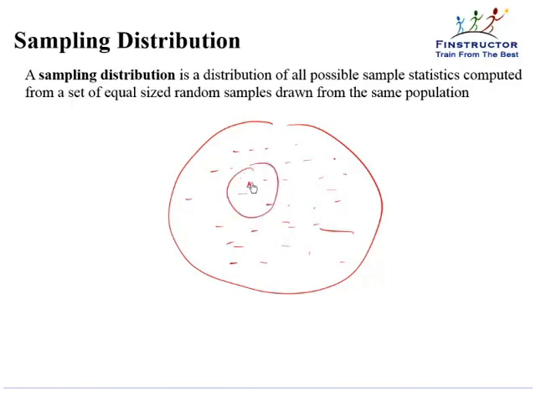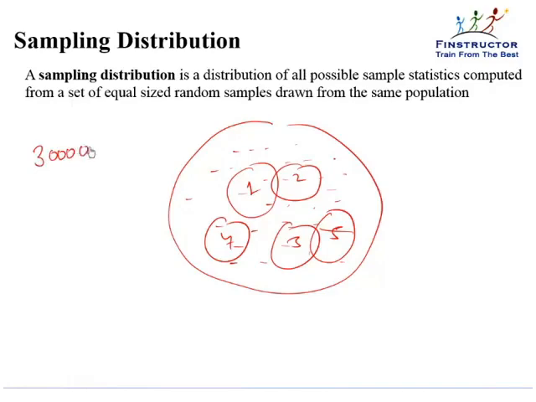Sample 1, sample 2, sample 3, sample 4. They are different. They need not be mutually exclusive, but they need to be different. So this will be a different sample, even though there may be some overlap. So how many such different samples can I cut? If there are 30,000 candidates and I have to cut samples of size 50 each, then 30,000 C 50 is the total number of different samples that can be cut. In short, there will be a very high number of samples of size 50 that can be cut from this population.